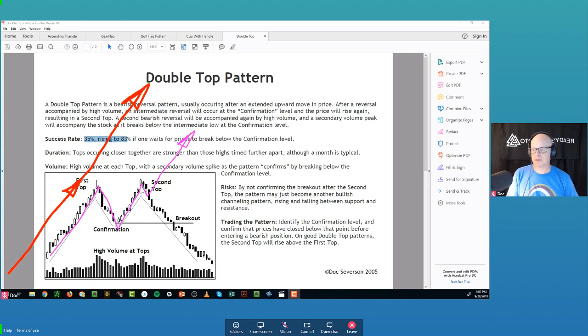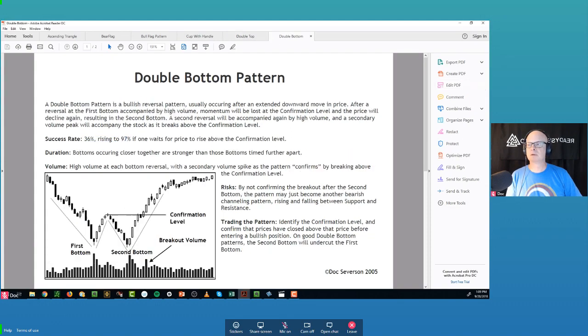Right? So you don't see these all that often in most markets. You don't see double tops very often. Now, on the other hand, you do see double bottoms quite a bit. Now, let's see if I can find a double bottom for you guys. Here is a double bottom pattern. So I will see this all the time, especially in the market heading higher.